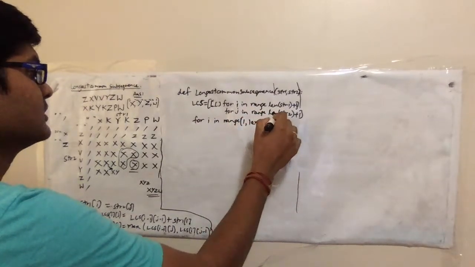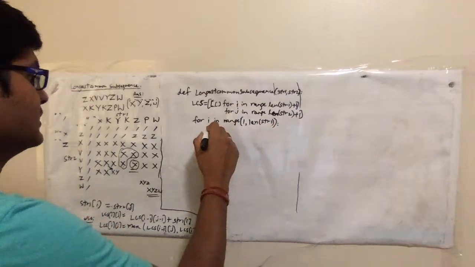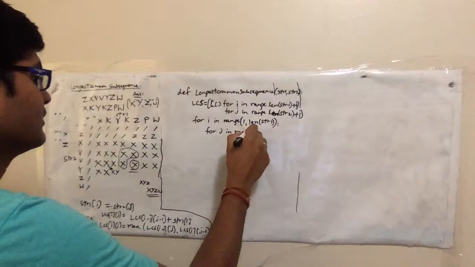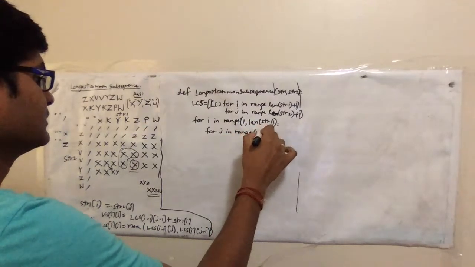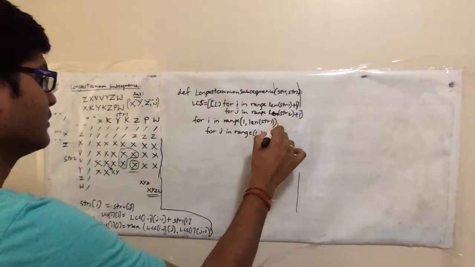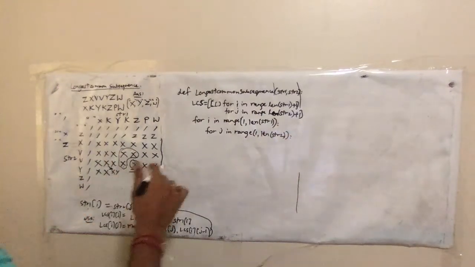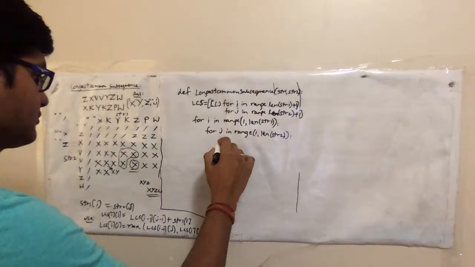Why am I doing this? So we will see this. Why am I doing that? So for j in range, length of string 2.